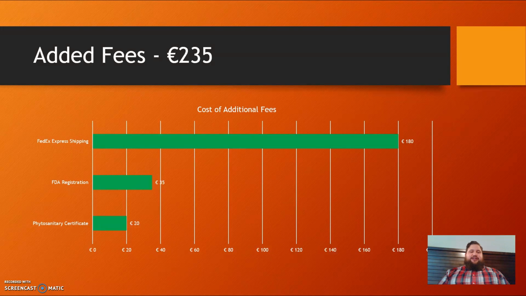The FDA registration is 35 euros, and the phytosanitary certificate, that's 20 euros, and that's just certifying that it's going to be ecologically safe for the plants. This is a certification for international trade, something they want to make sure it's not going to harm any other country's bioproducts.